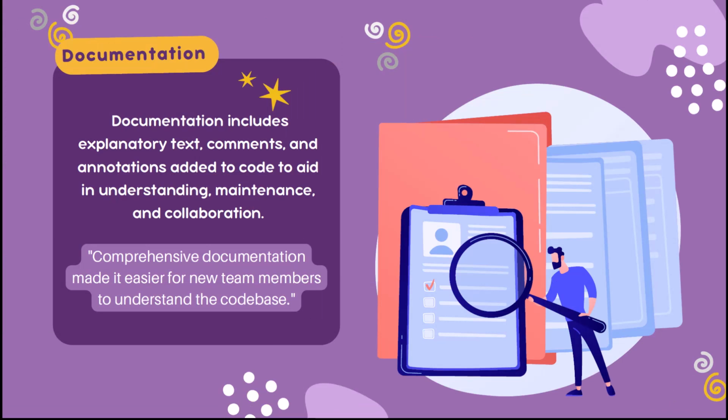Documentation. Documentation includes explanatory text, comments, and annotations added to code to aid in understanding, maintenance, and collaboration. Example: comprehensive documentation made it easier for new team members to understand the code base.